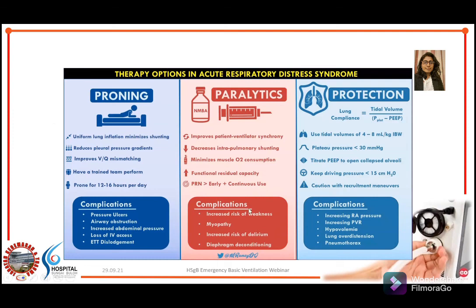And lastly, your lung protection strategies. As I mentioned earlier, in summary, you have to use low tidal volume, which is 4 to 8 cc per kg ideal body weight. Make sure the P-plat is less than 30, titrate the PEEP to open the collapsed lung, and never forget to calculate the driving pressure and make it less than 15 cm water.